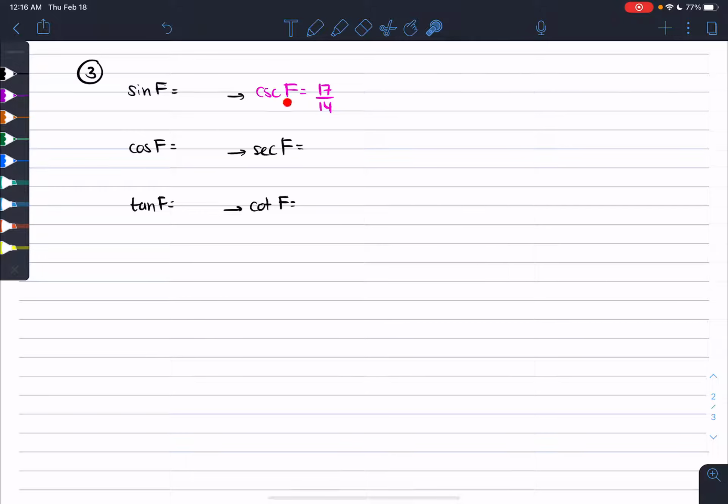Cosecant is the reciprocal of sine. So this ratio tells us 17 is our hypotenuse, while 14 is our opposite side. Okay, so let's draw our triangle. This time our reference angle is F, so that's where our buddy is standing.